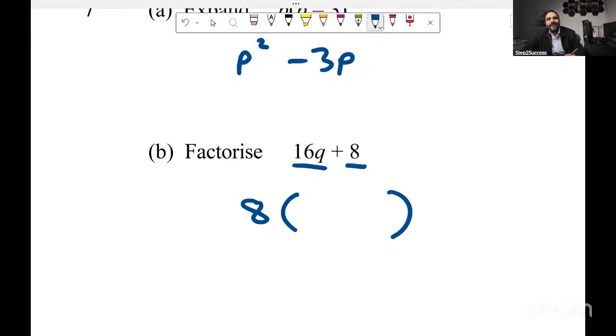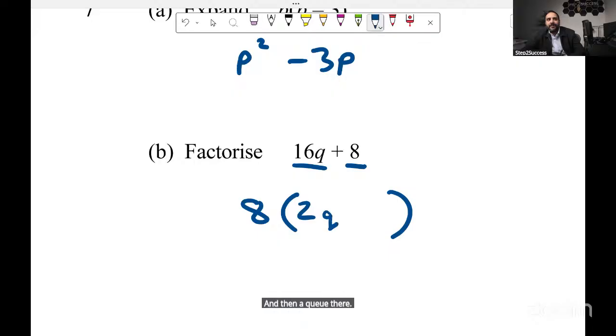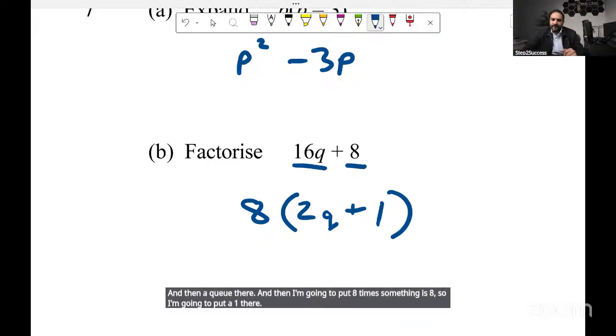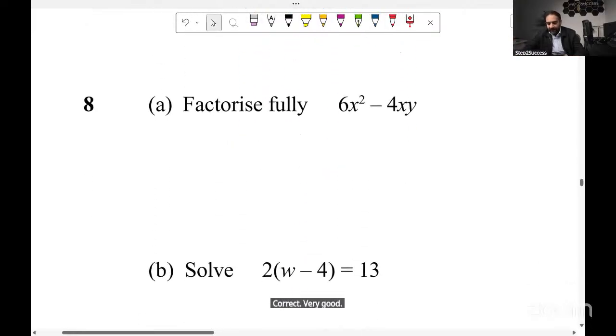P squared, 3p. I need to get back to 16, so I'm going to put a 2 there, and then a q there. And then I'm going to put 8 times something is 8, so I'm going to put a 1 there. Correct. Very good.